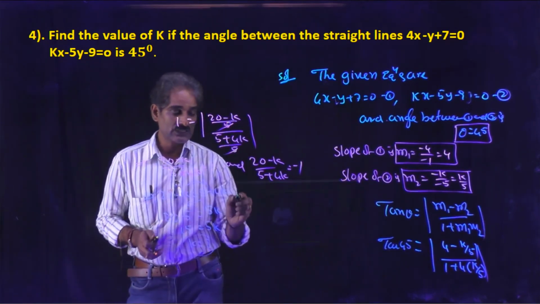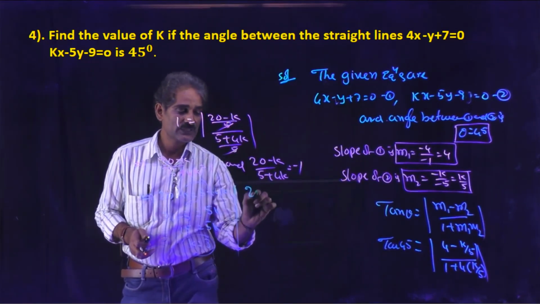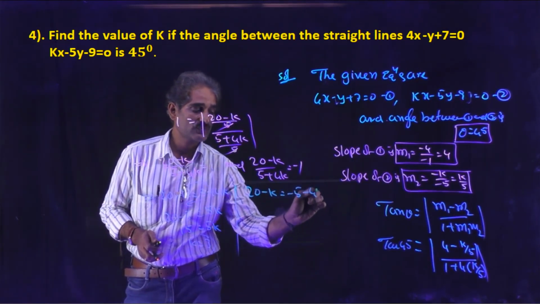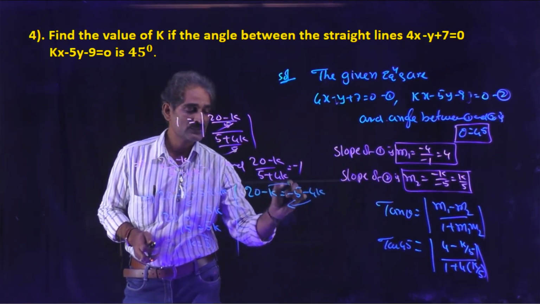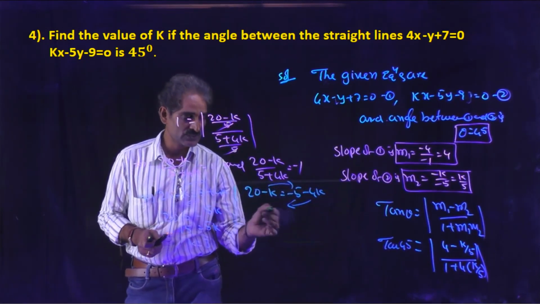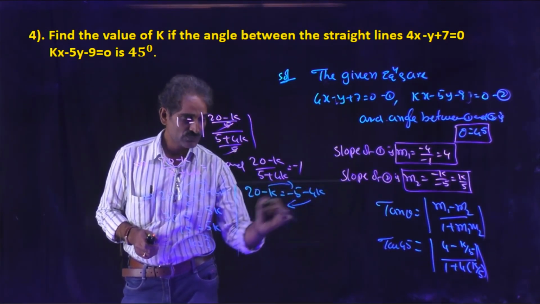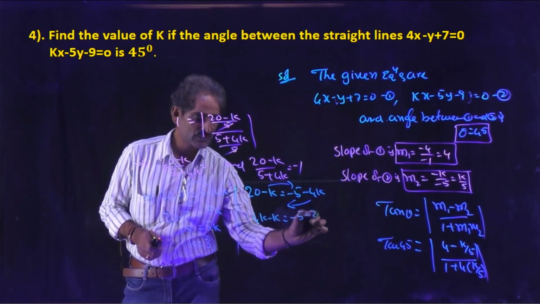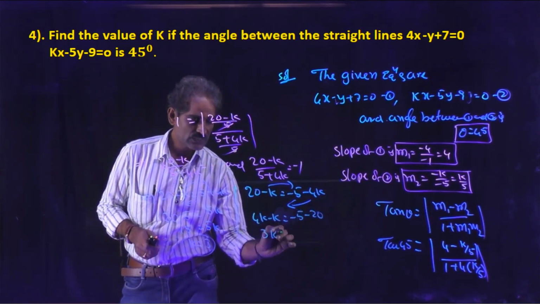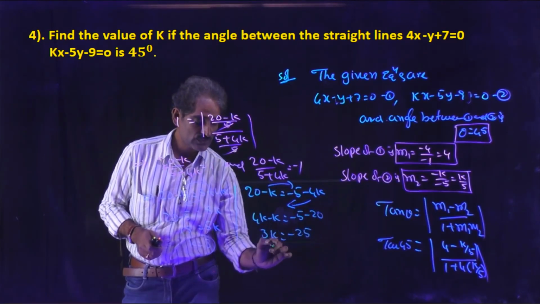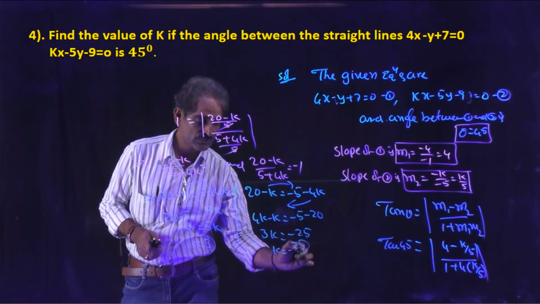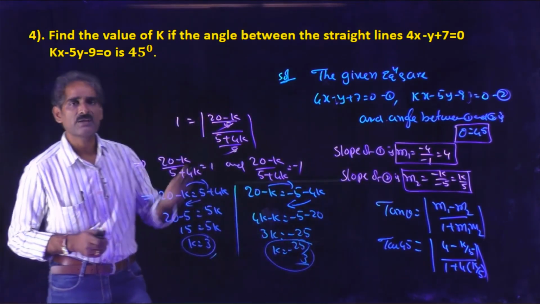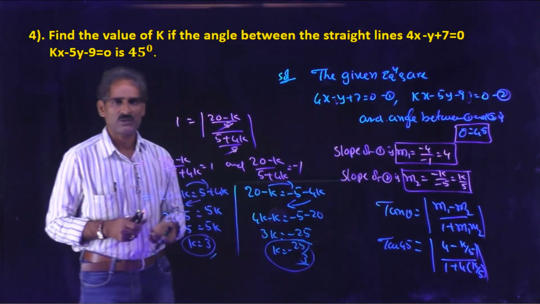And from the other case we will get the second value for k. 20 minus k is equal to minus 5 minus 4k. Just separate the k and the constant terms. So minus k plus 4k, that means 3k is equal to minus 5 minus 20. 3k is equal to minus 25. k is equal to minus 25 by 3. These are the values for k when the angle between them is 45 degrees.